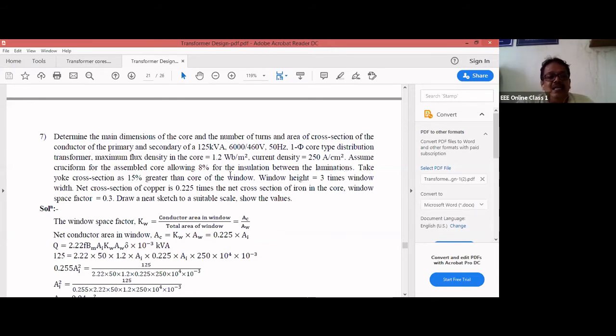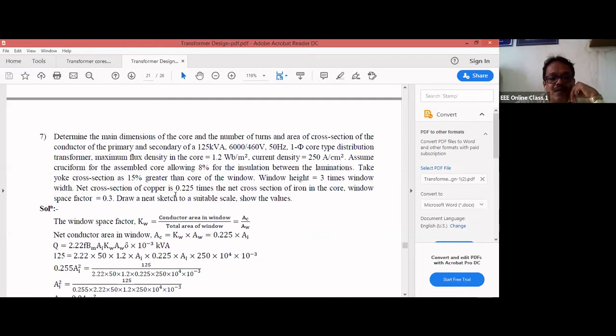Then, taking the yoke cross section as 15% greater than the core of the window. So the yoke cross section, you take 15% greater than the window. Means if you take it as 1, you go for 15% more, I can go for 1.15. Window height is 3 times the window width.